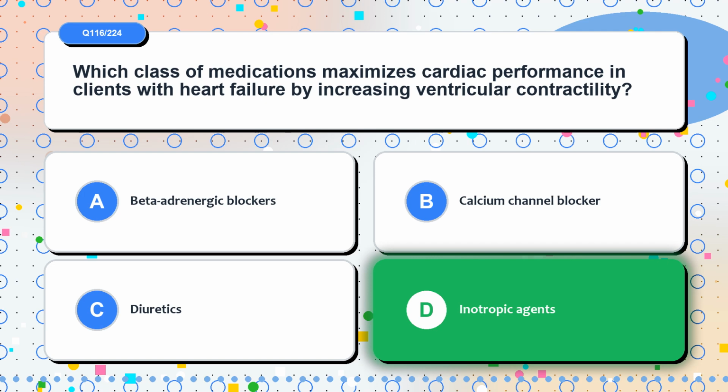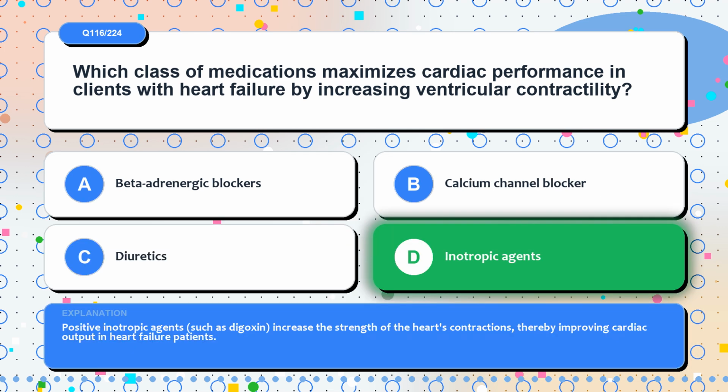The correct answer is option D. Inotropic agents. Positive inotropic agents such as digoxin increase the strength of the heart's contractions, thereby improving cardiac output in heart failure patients.